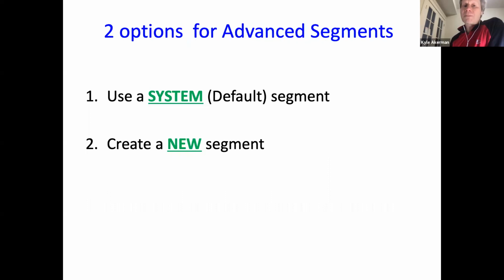So you have 2 options for creating these advanced segments. You can use what they call a system segment, which is basically the defaults. They're pre-made. Google gives you about 20 of these. Or you can create a custom segment, a new segment.